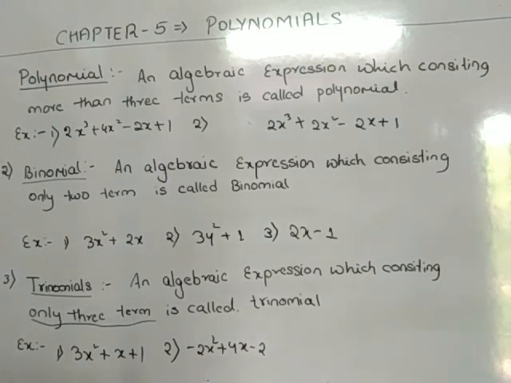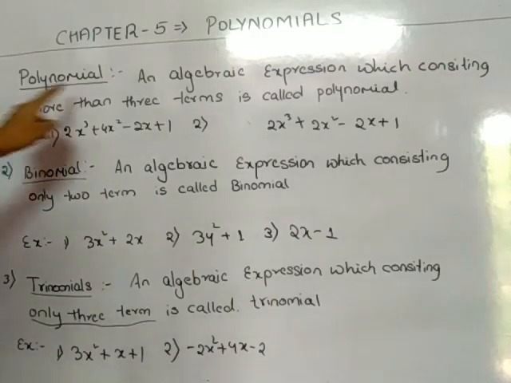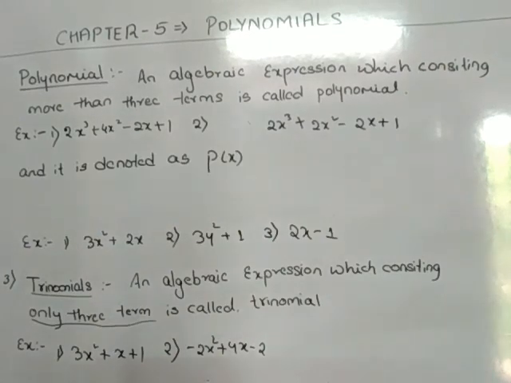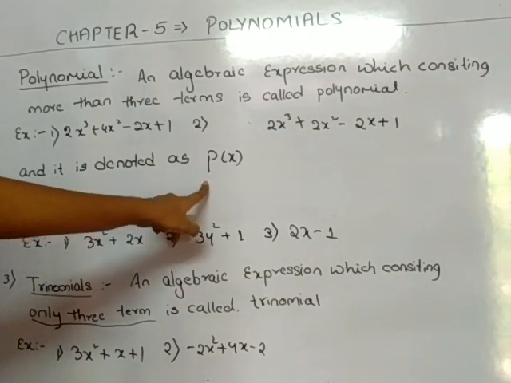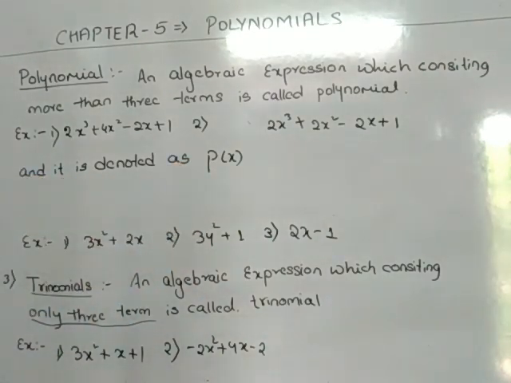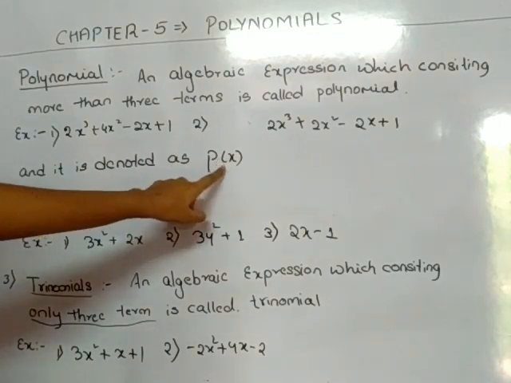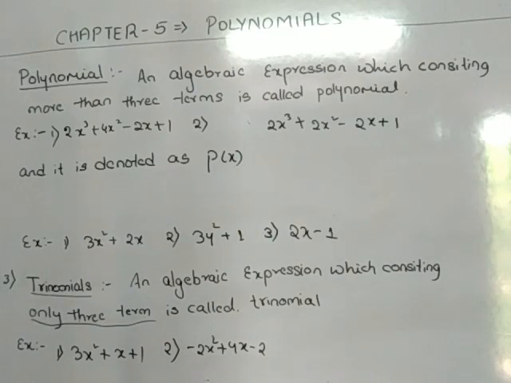Next we will check another type of classification based on the power of the variables. And also we denote the polynomial as p of x, right? This is the notation to denote the polynomial. It is read as p of x. So next we will move to the next classification of the polynomials.